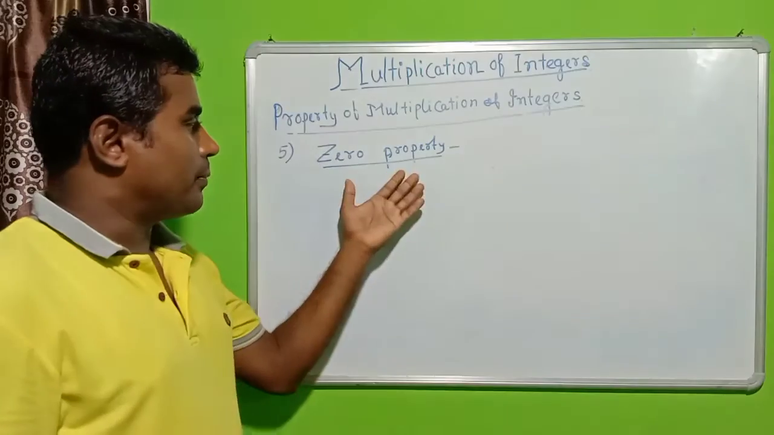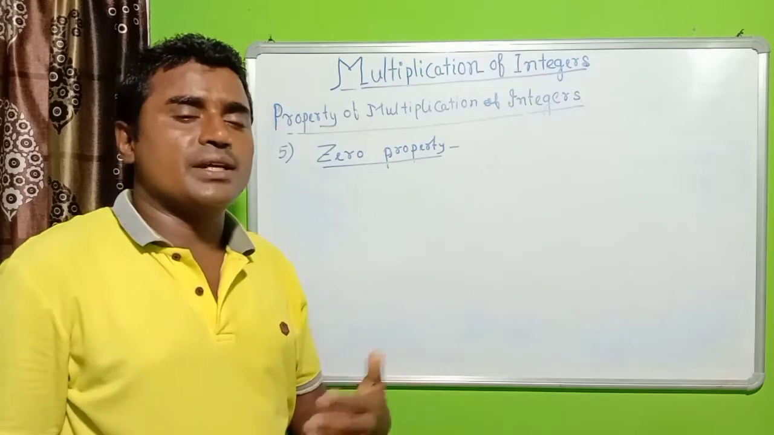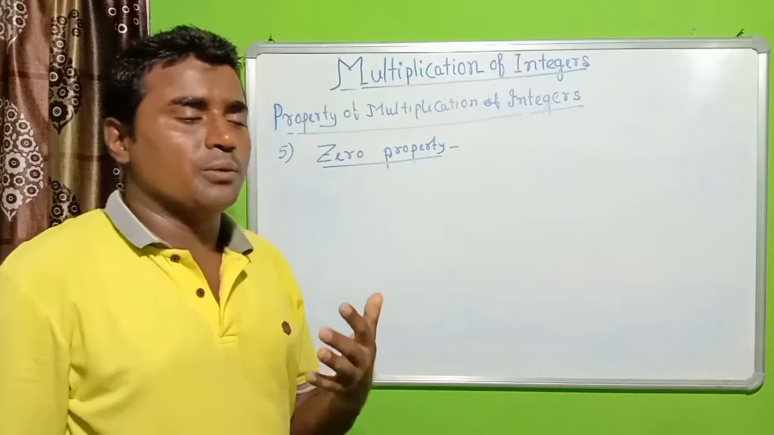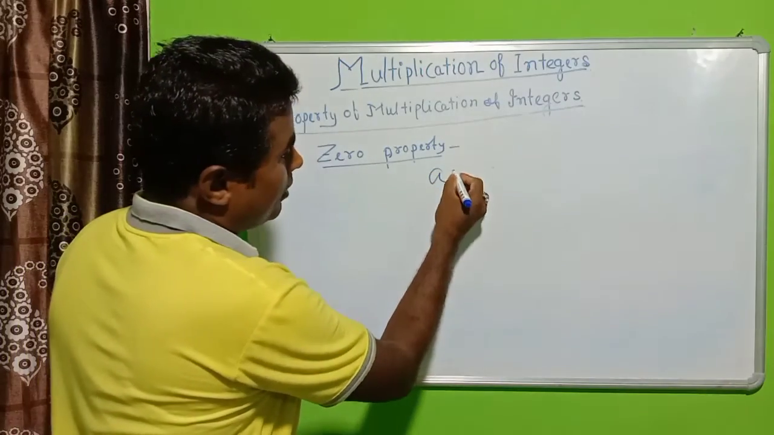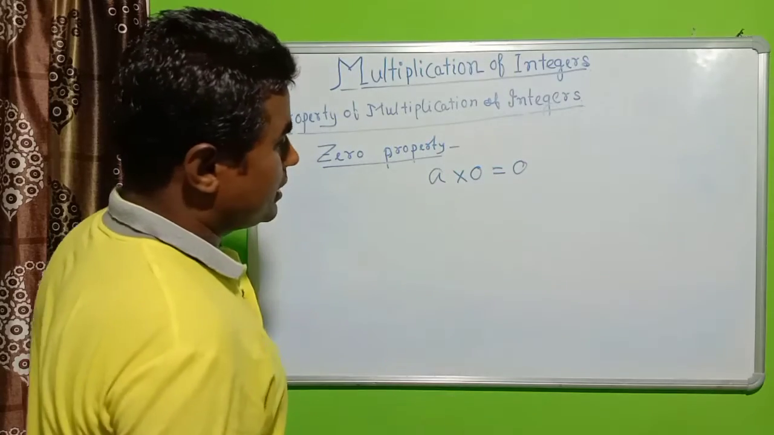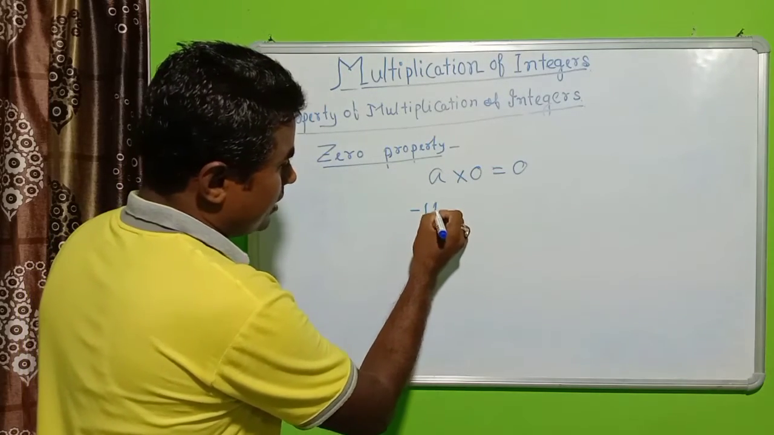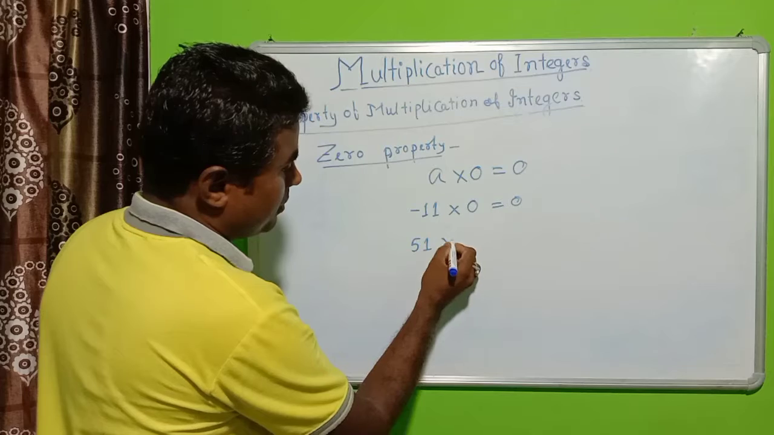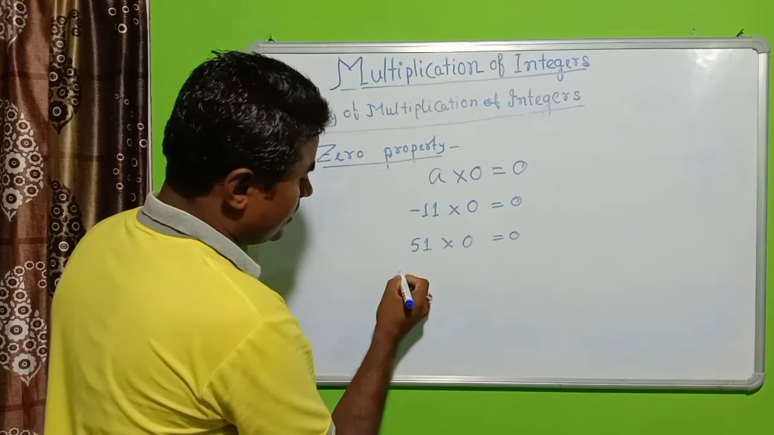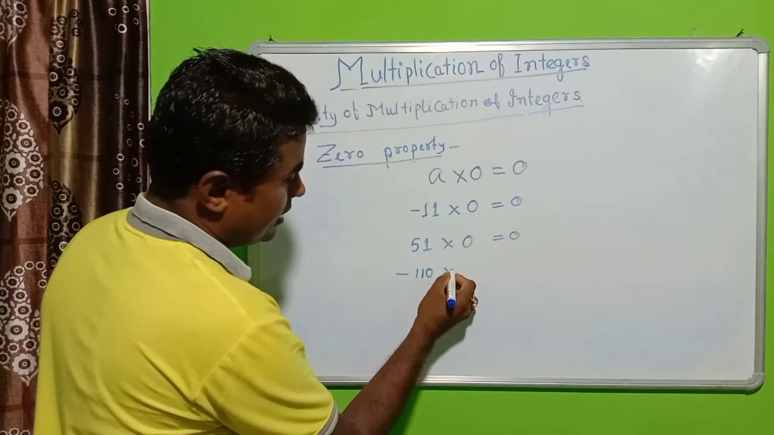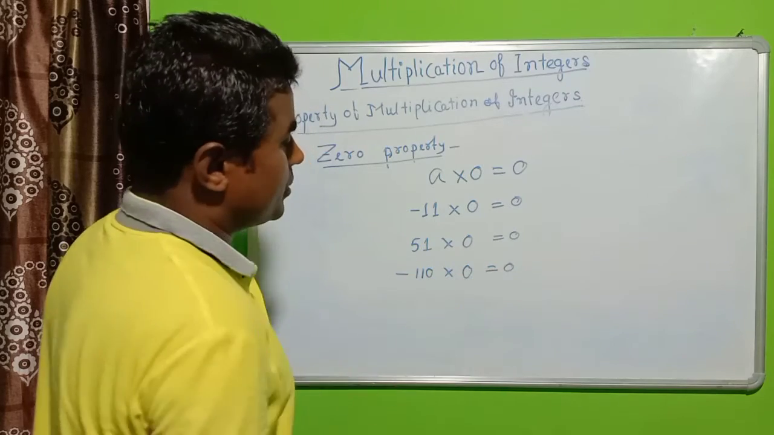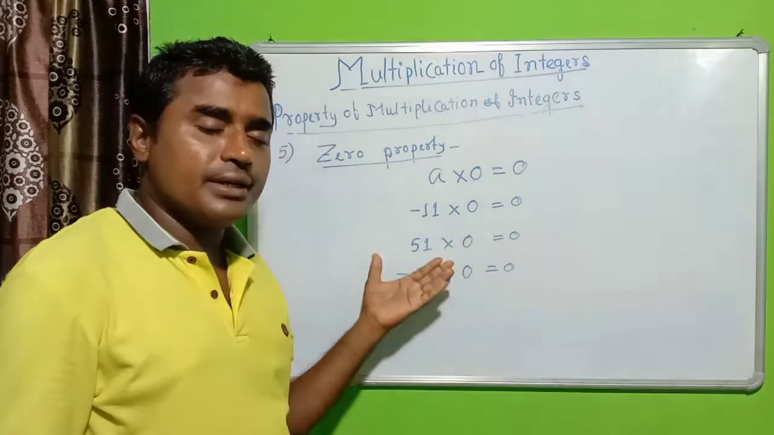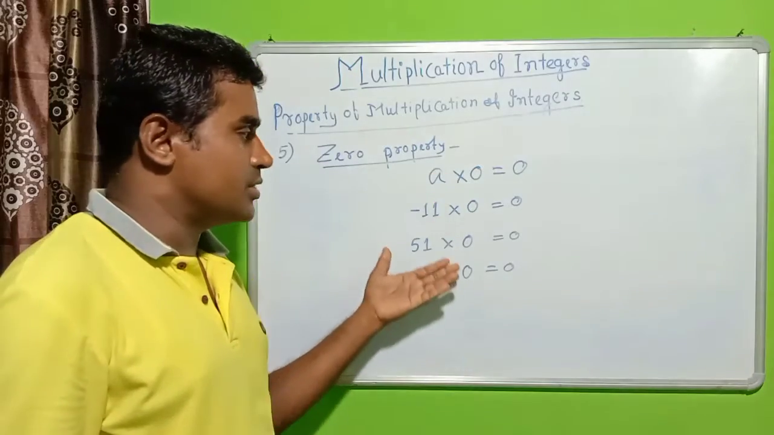Now, the zero property. In the zero property, the product of any integer and 0 is 0. Suppose a is an integer, and the product of a with 0 is 0. Some examples: minus 11 is an integer and the product of minus 11 and 0 is 0. 51 is an integer, the product of 51 with 0 is 0. Minus 110 is an integer and the product of minus 110 with 0 is 0. So this is called the zero property. From the zero property, the product of any integer with 0 is 0.